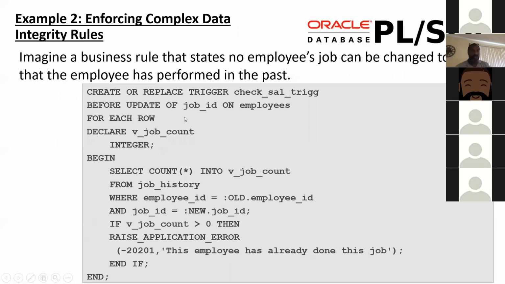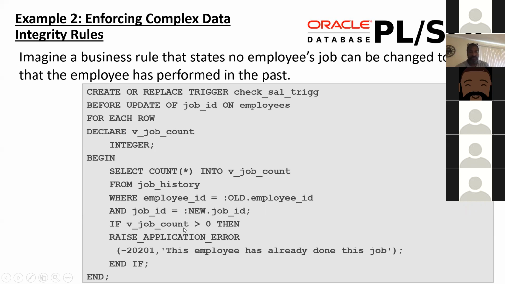All right, example 2, enforcing complex data integrity rules. If you read through this trigger, I'll explain it before and what that means once we get through the examples. So: create or replace trigger check_salary_trigger. This is essentially what Eric was referring to before. Update of a job ID on employees, for each row, declare this variable as an integer.